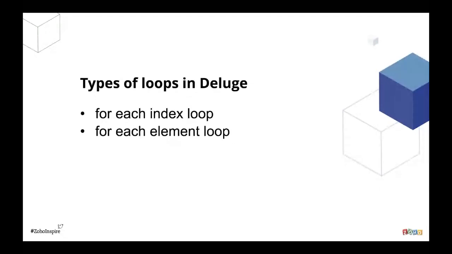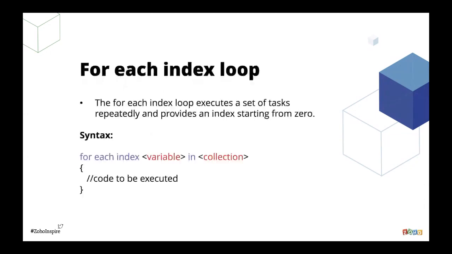So there are different types of loops in Deluge. We have two: the for each index loop and the for each element loop. So let's talk about the for each index loop here. The for each index loop is a loop which provides us with the index every time for every iteration of the loop.